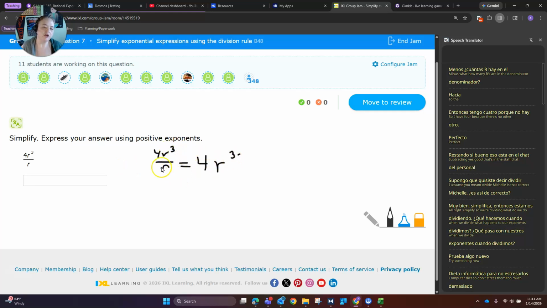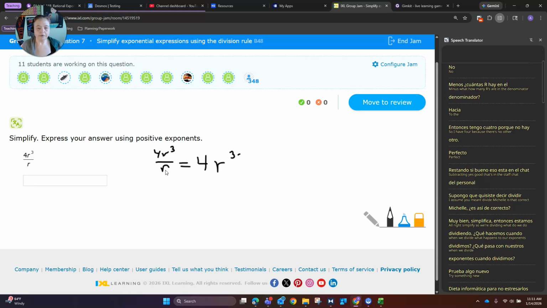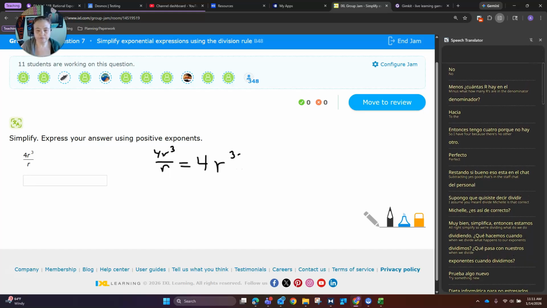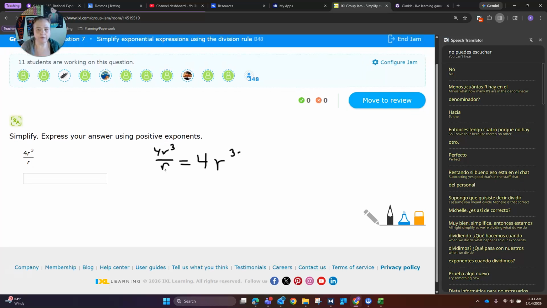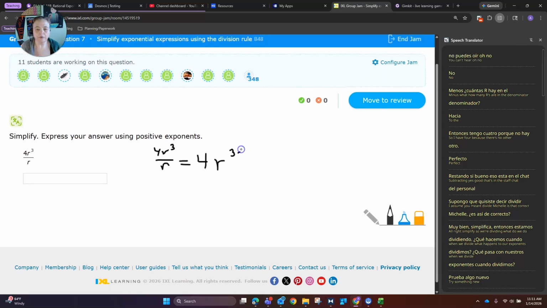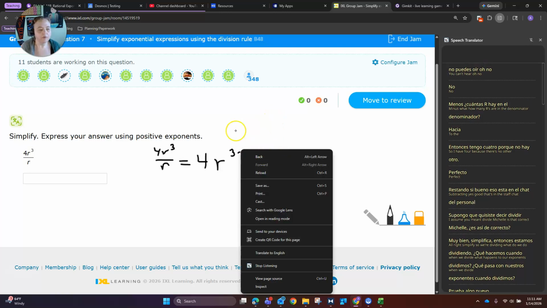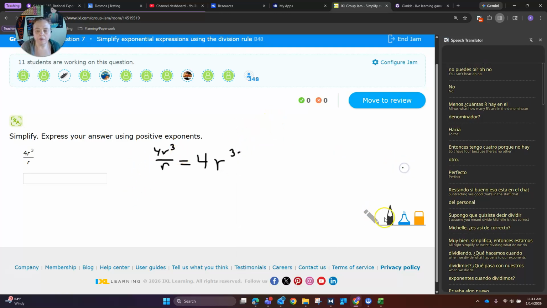No, we're just trying to figure out what exponent we're going to subtract. All right, so there's 1 r in the bottom and 3 on the top.